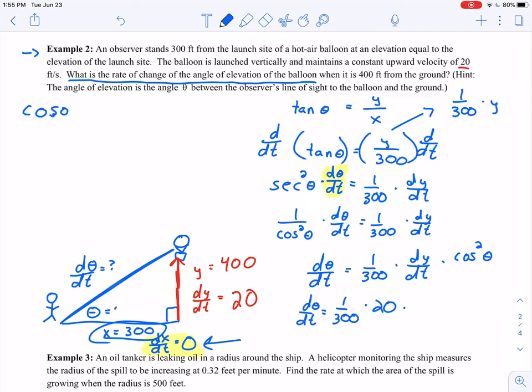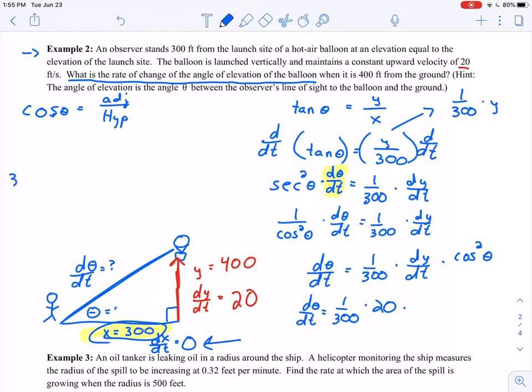Cosine of theta, I know that is the adjacent side divided by the hypotenuse. So I have the adjacent side. The adjacent side down here is just 300. I don't have this side over here. I don't have the hypotenuse. But that's okay, because I have the other two sides. I can solve for it really quickly using the Pythagorean Theorem, remembering that we're working with a right triangle.